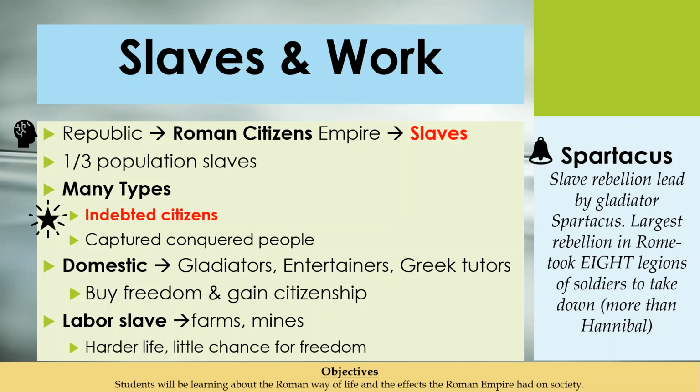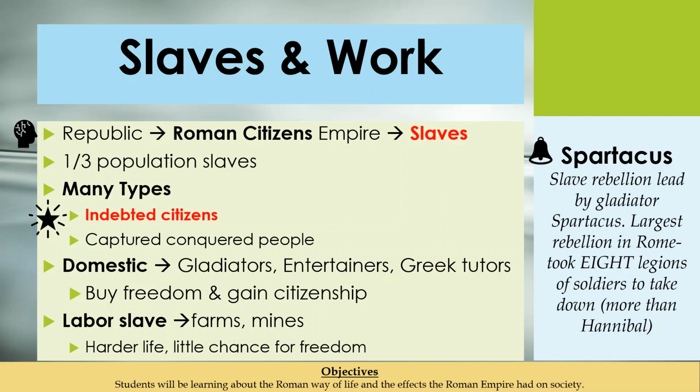That being said, while the Republic of Rome was mostly citizens farming and taking care of the land, the empire relied mostly on slave labor. Over a third of the population were slaves, and there were many different types. You had citizens who lost their fortunes and became indebted and became slaves in that capacity, as well as peoples from other lands that they had conquered becoming slaves.